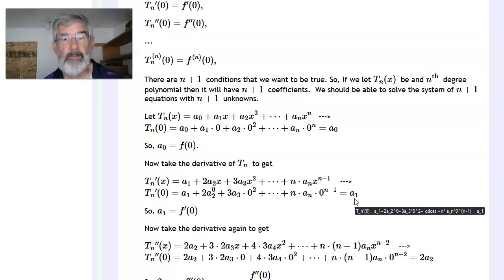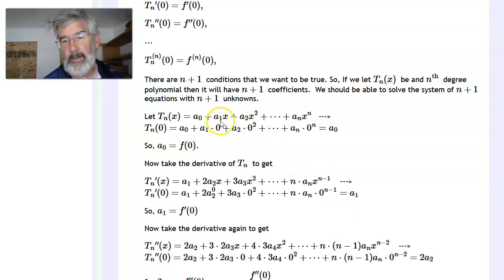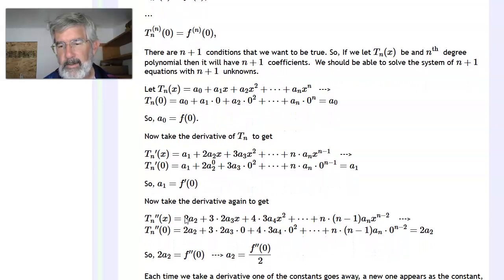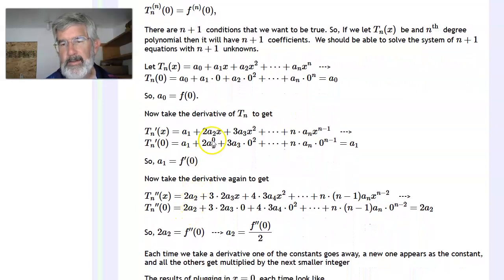So I know that the derivative of Tn at 0 is just that coefficient in front of the linear x, right? And I want that to be the first derivative of f at 0. So likewise, the second derivative, taking the derivative of this thing now, the constant goes away. I get 2a2, and the 2 comes down to join that 3. So 3 times 2a3 times x, and then 4 times 3a4 x squared, and so on.